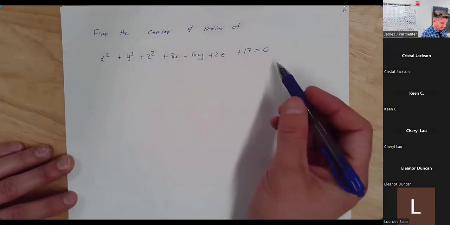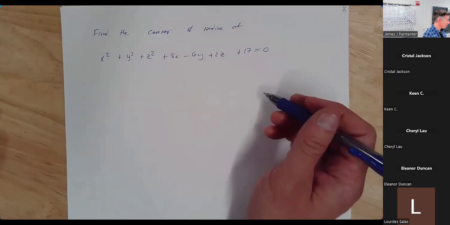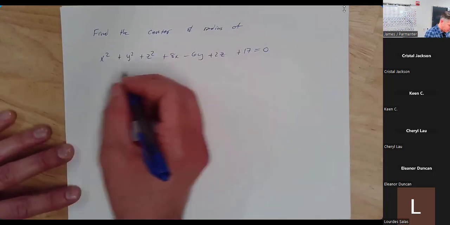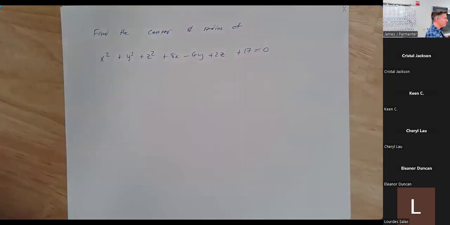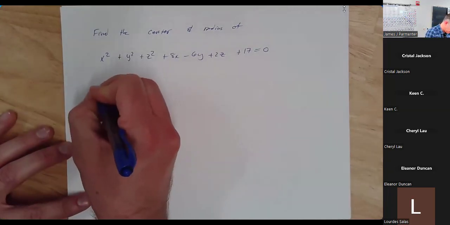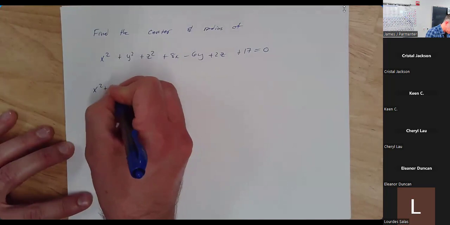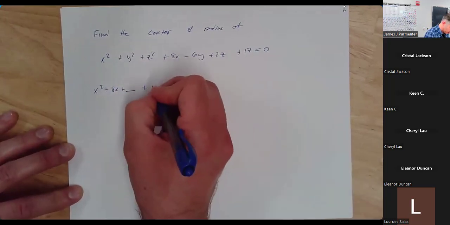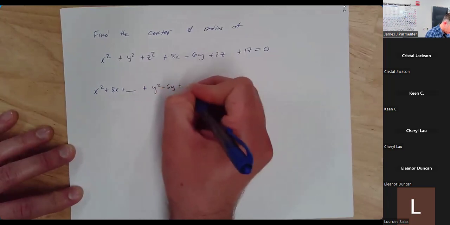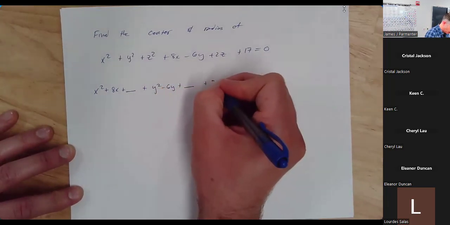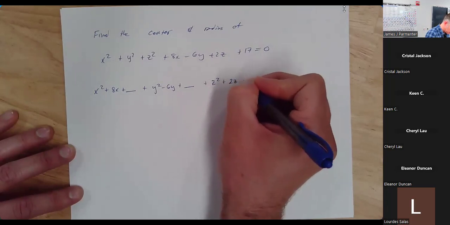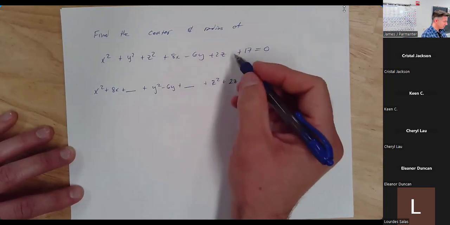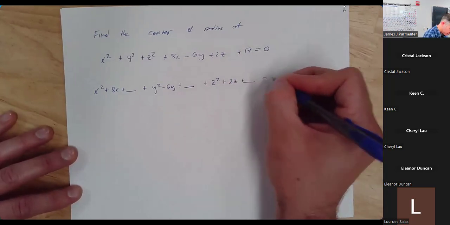So what do we have to do here to make this look nice? We have to complete the square. So I'm going to rewrite this, grouping the x things, y things, and z things together. I'm going to write this as x squared plus 8x, and leave myself a space to add something on. Same thing for the y squared minus 6y and the z squared plus 2z. And I don't really need the 17 over here, so I'm going to add it on to the other side.